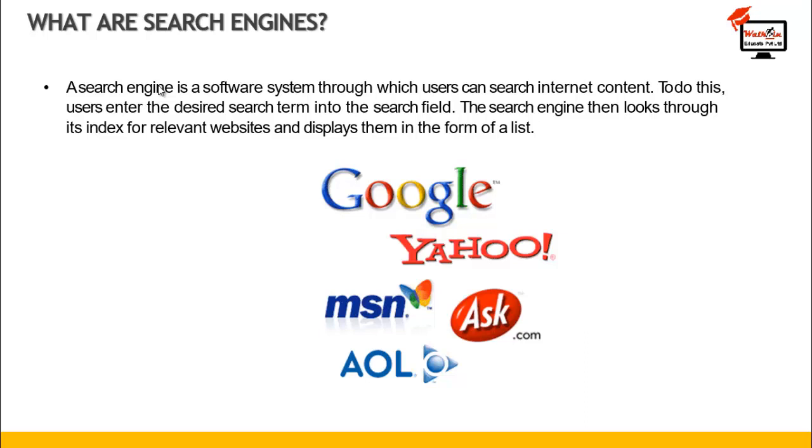So now we know that there are various search engines, right? So what is a search engine? A search engine is a website where we can search anything and we can get some results. So they are called search engines. We know many search engines like Google, Yahoo, MSN, Ask, AOL, Bing, like that. There are many websites over here which are search engines.